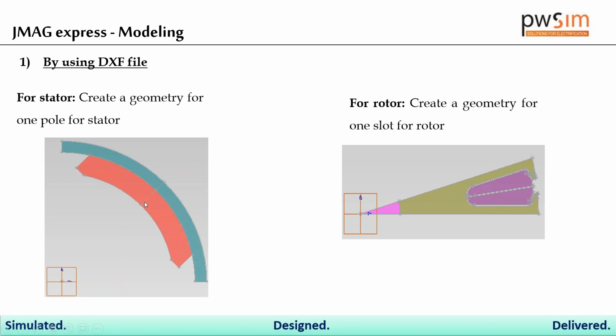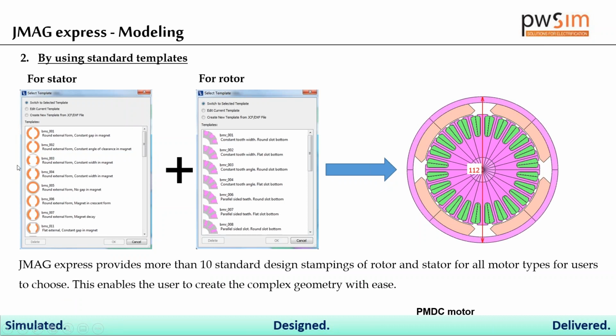You need to understand the basics of creating a geometry. There is a self-learning system available within JMAG for you to do things from scratch. You can do your stator combination as well as your rotor combination. So this is the first method, using your own DXF file. And the second one, like I told you, is the standard template. JMAG Express comes with the standard template. So if you can see, these many combinations of the rotor and these many combinations of the stator are available for your model. You can select whichever is of preference for you, and the template will automatically come within JMAG Express.